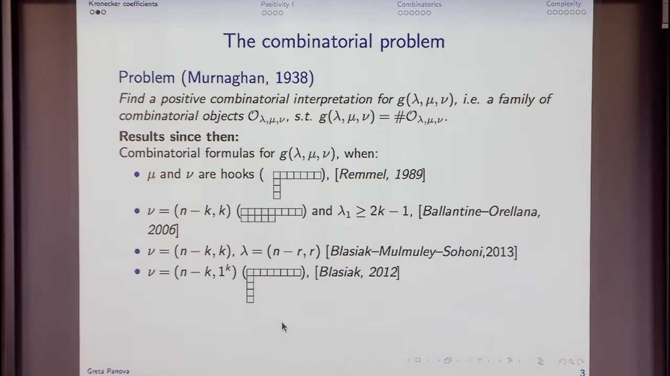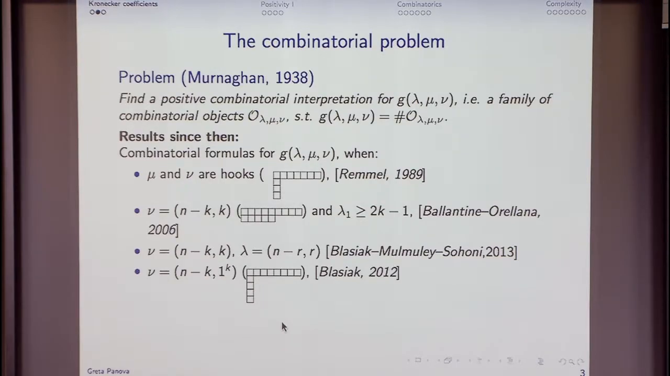And if I'm not misinterpreting this result, when two of the partitions are two rows, there is also an interpretation. And maybe the most general interpretation is due to John Blasiak, very recent, when one partition is a hook and the other two partitions can be anything. So this is really what we have so far. As you can see, we're quite limited.